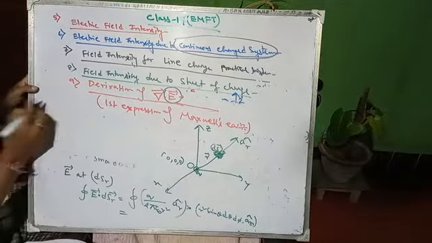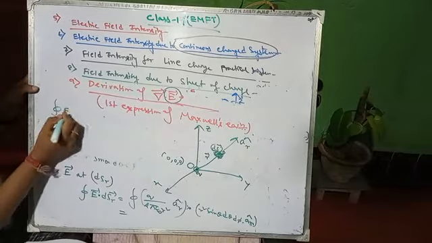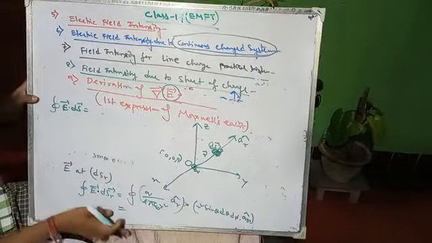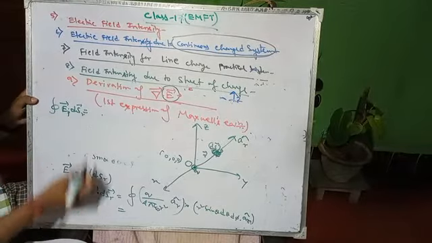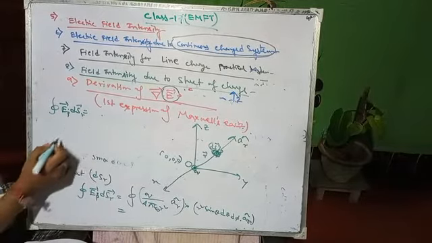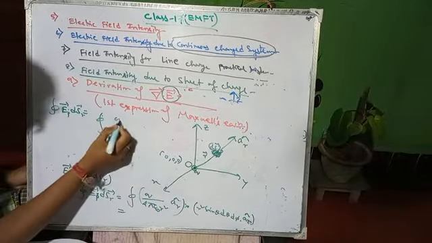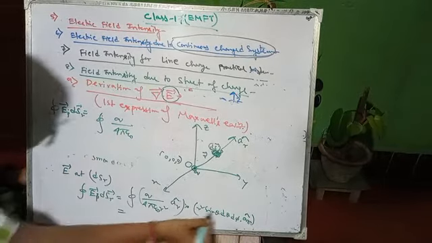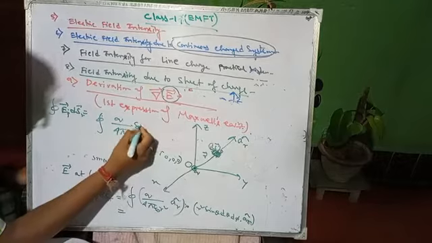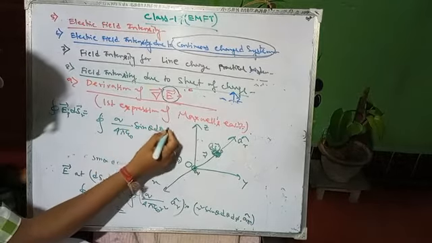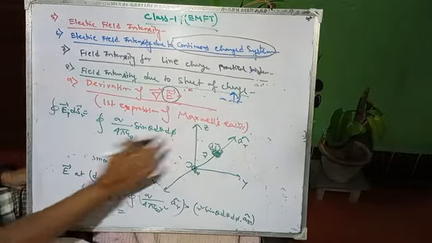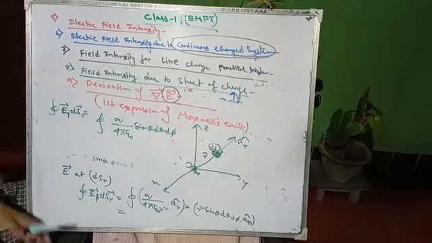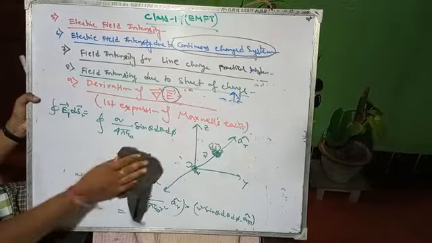The result is the closed surface integration of E dot dS vector, you can also write E_p dot dS_r, equals the closed surface integration of Q by 4 pi epsilon naught. Why? Because r square and r square cancel out, leaving sin theta d theta d phi, and there is no a_r, because it is a dot product. Now you have to integrate it.